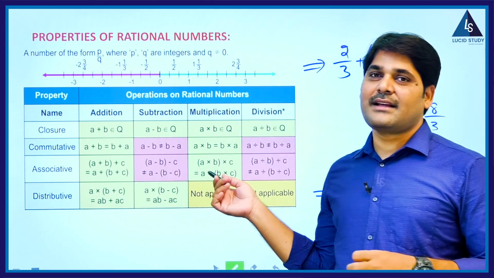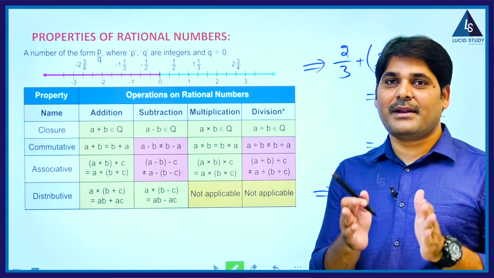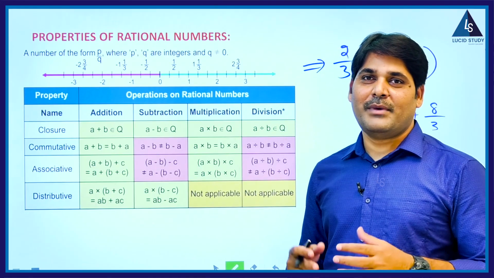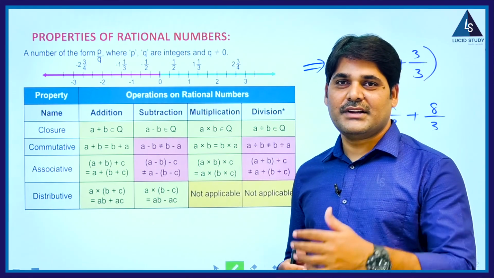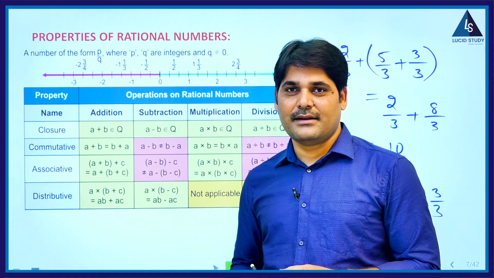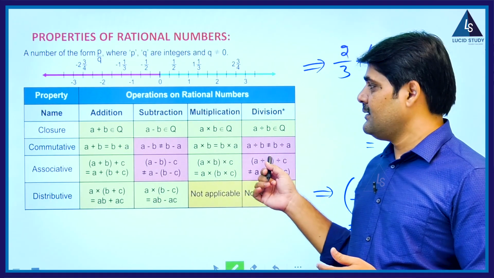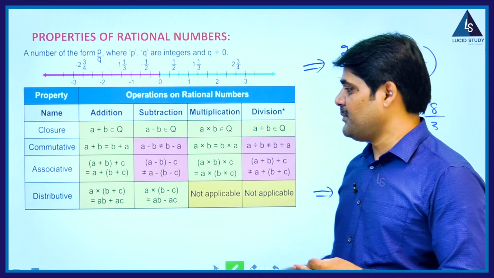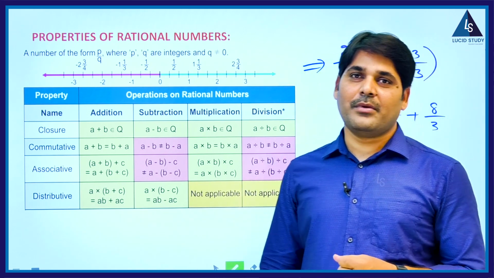Even multiplication is also associative. If you multiply three numbers in any order, the answer will be same. So multiplication is associative under multiplication in rational numbers. Similarly, division is not associative in rational numbers. Okay. So similarly, distributive property, very very important.